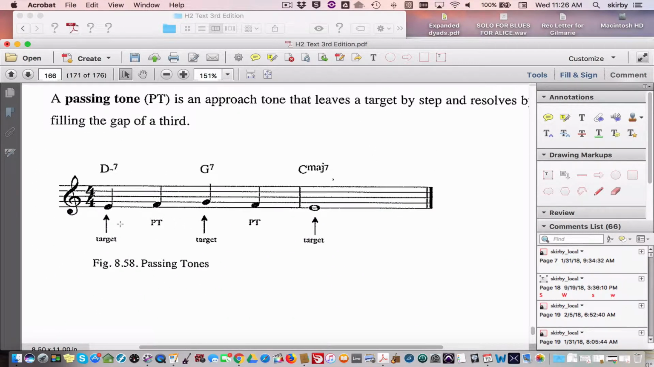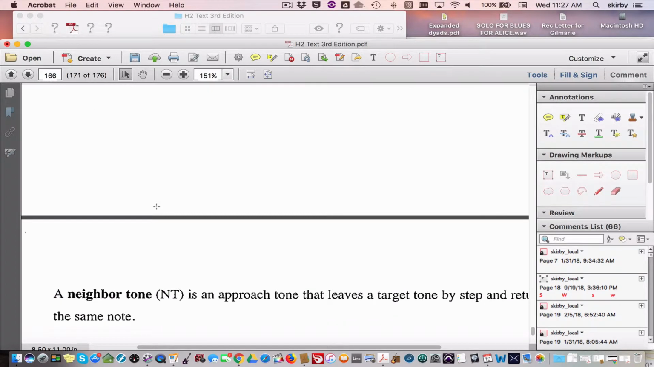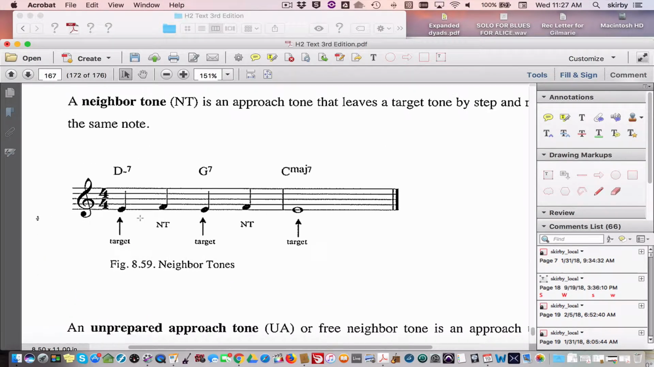Here are the different kinds of approach notes. Passing tone, again, is a note which moves by step between 2 other notes, basically filling in the gap of a third. E to G is a third, filling it in with that passing tone. Neighbor tone is when you go to an upper or a lower note in relation to a target, and then you return to that very same target.